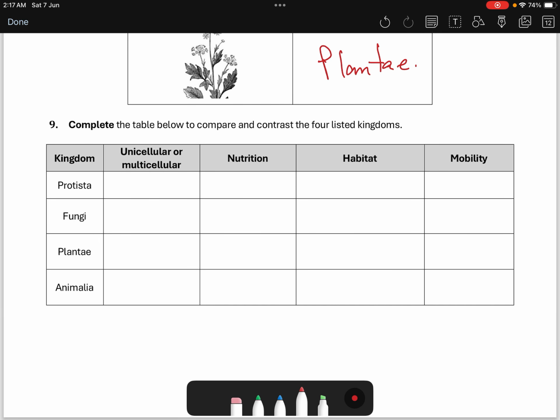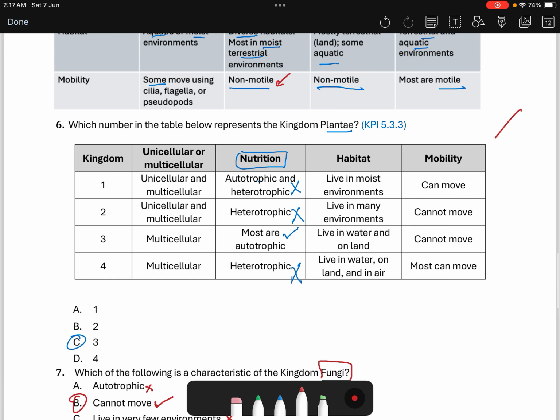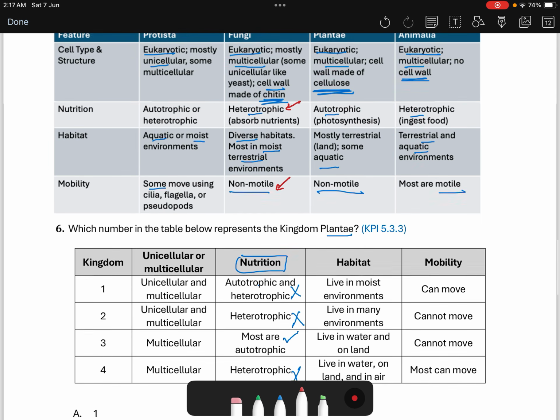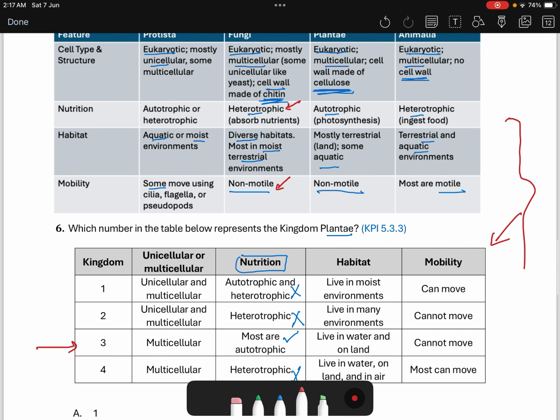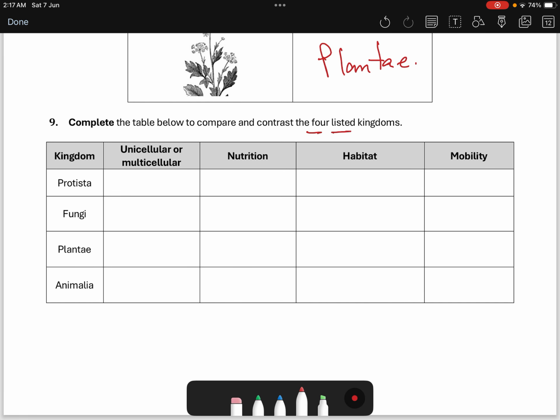Complete the table below to compare and contrast the listed kingdoms. Okay, so this is the same table as given up over here, but with some errors. So at least you have the plant which is over here. Actually there's no error, but you just need to tally these two tables and fill in the one below, or learn it from the IPQ answers.